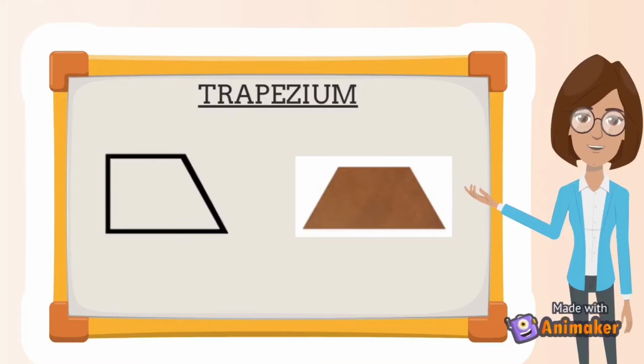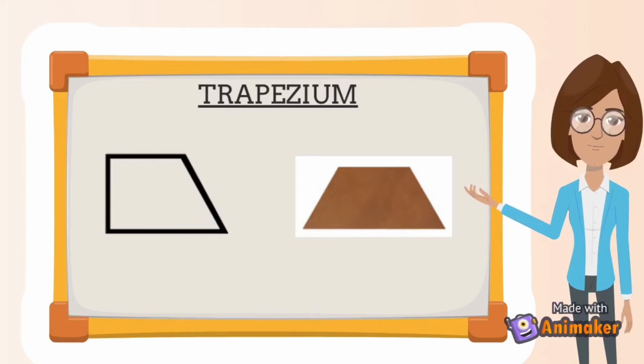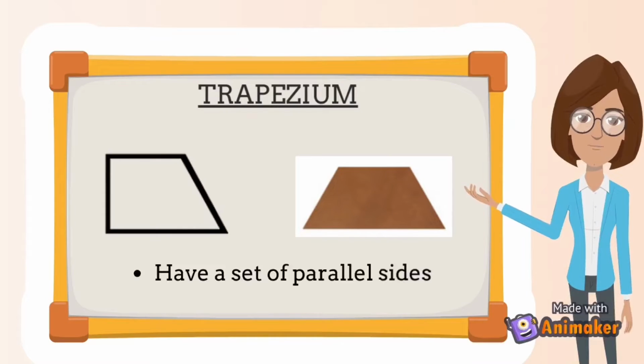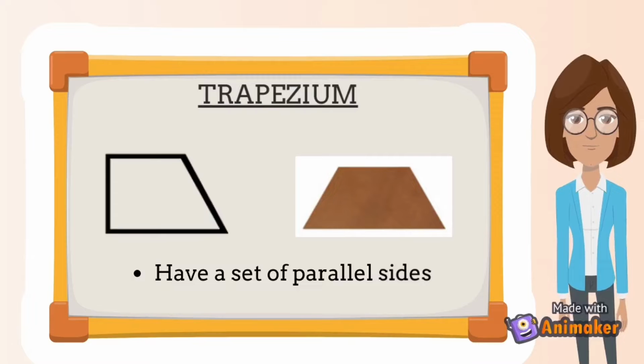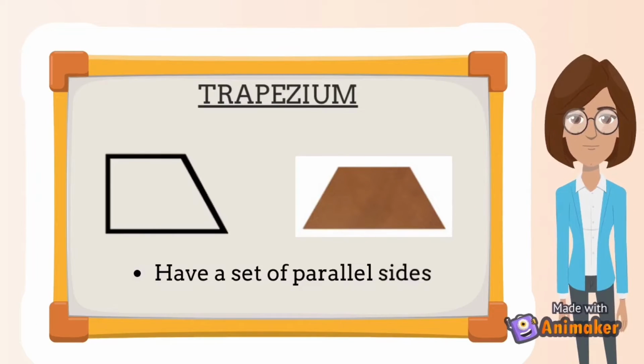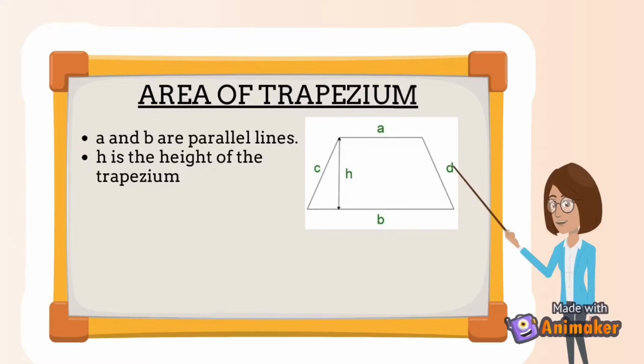Next, we also learn how to find the area of a trapezium. For your information, a trapezium is a shape that has one set of parallel lines. There are a few kinds of trapezium that you can find. To find the area of a trapezium, let's take a look at this diagram. A and B represent the parallel lines, while H represents the height of the trapezium.